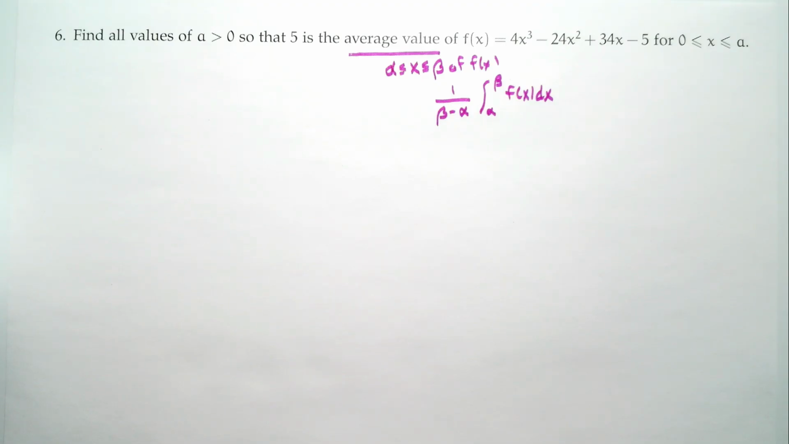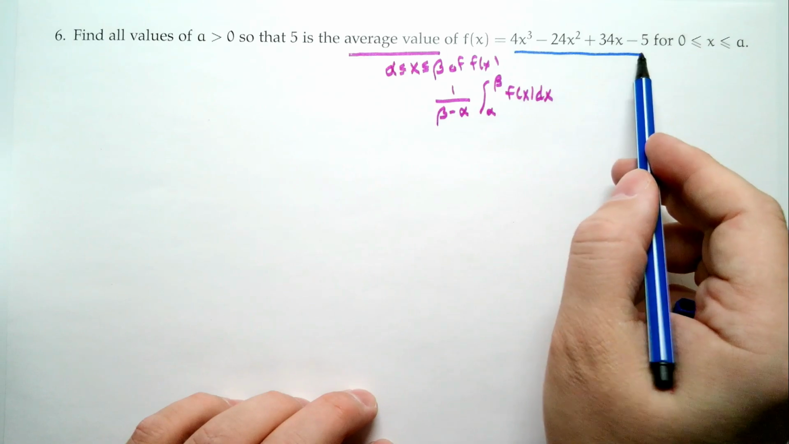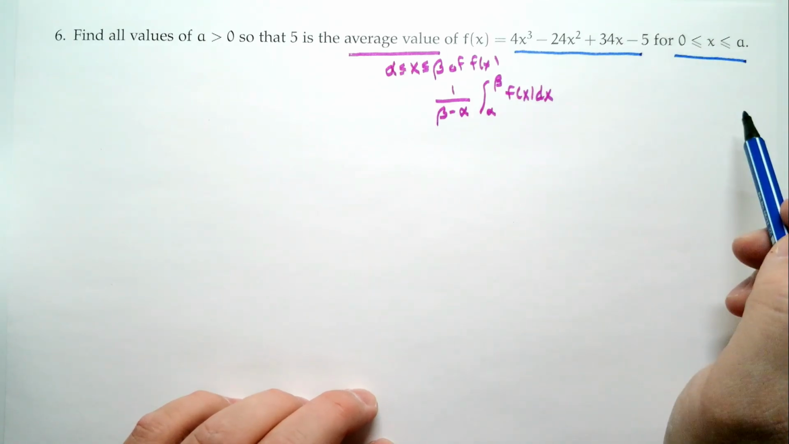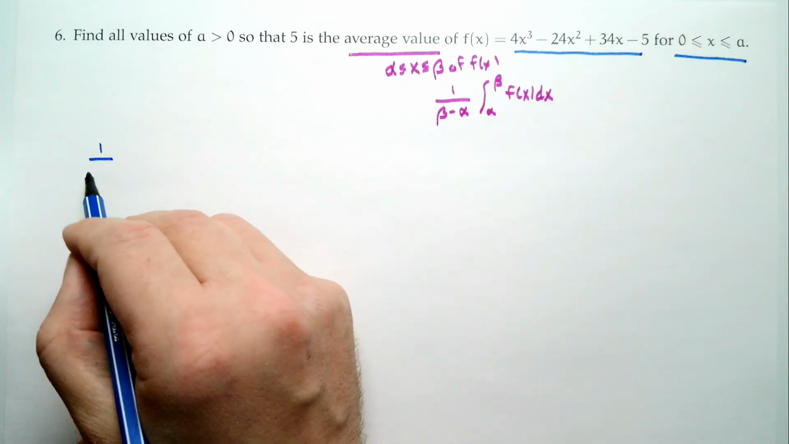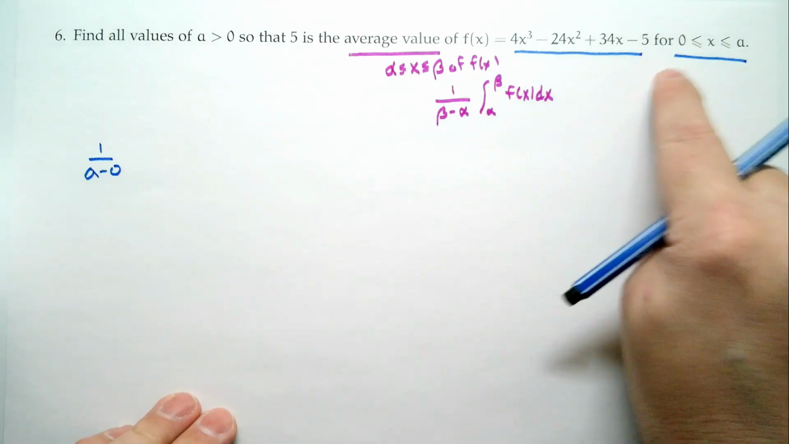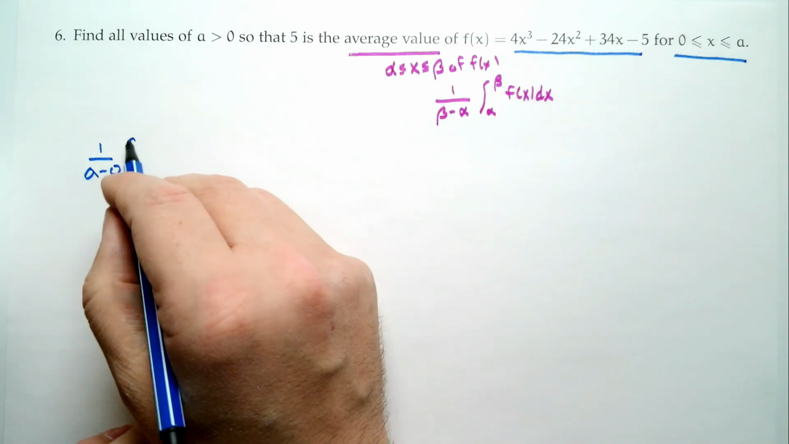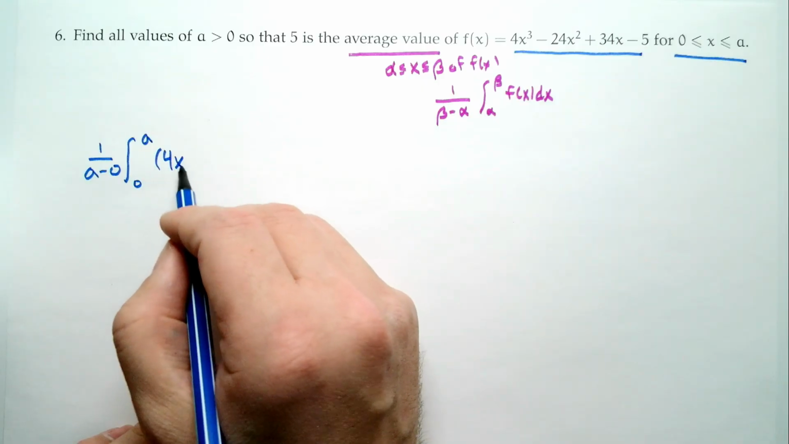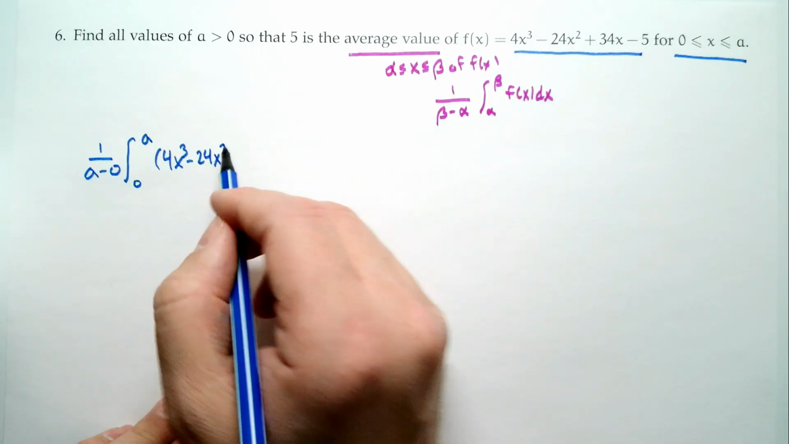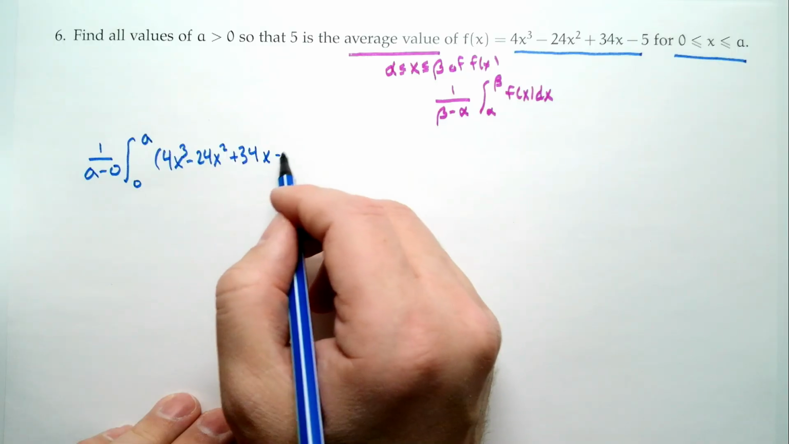So if you see the words average value, then you know there's a formula for it. And you say, okay, let me pull out the formula. And now we apply the formula. We say, okay, we know what our function is. It's right here. We know where our endpoints are. It's given to us. So we'll do the following. We get 1 over a minus 0, because our endpoints are 0 and a, integral 0 to a of our function, 4x cubed minus 24x squared plus 34x minus 5.